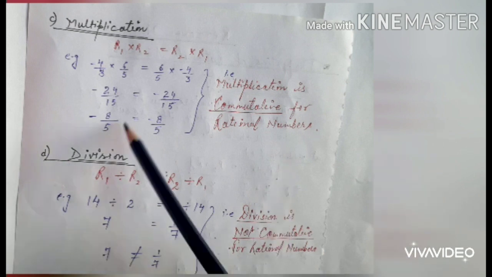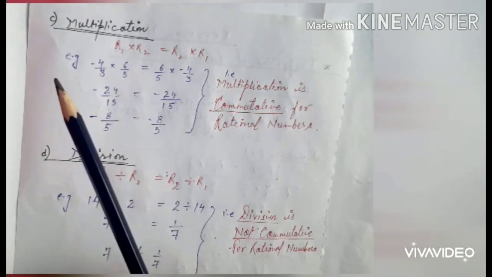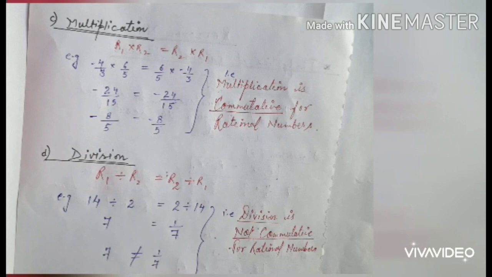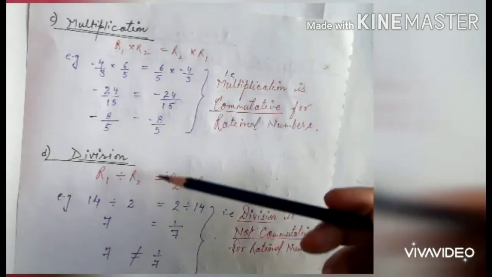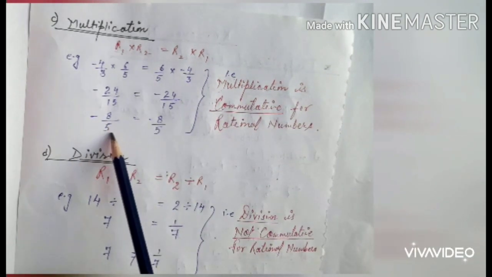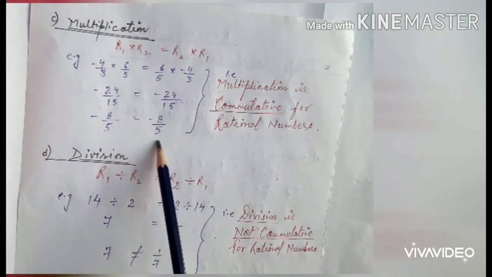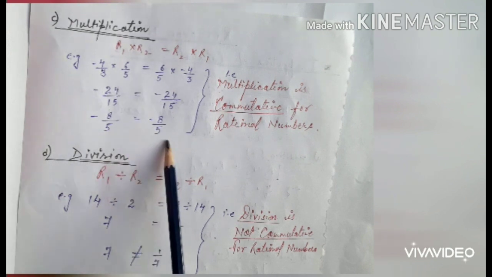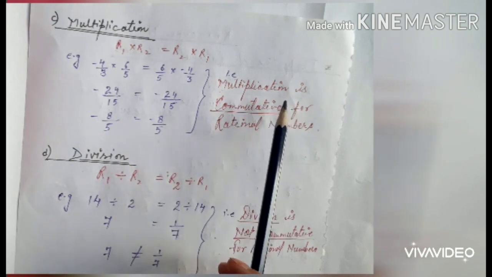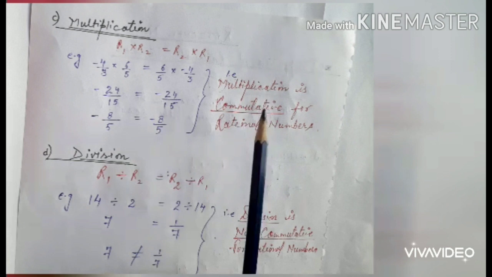So we have taken two numbers: the first rational number is minus 4 upon 3, and the second rational number is 6 upon 5. When we calculate these, we get minus 8 upon 5, and the same, minus 8 upon 5, in the other order. Same answer. That means we can say that multiplication is commutative for rational numbers.